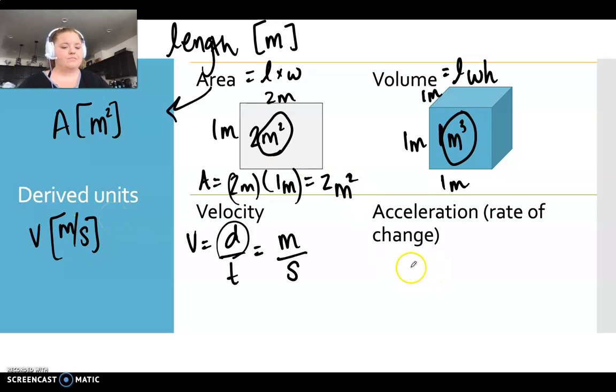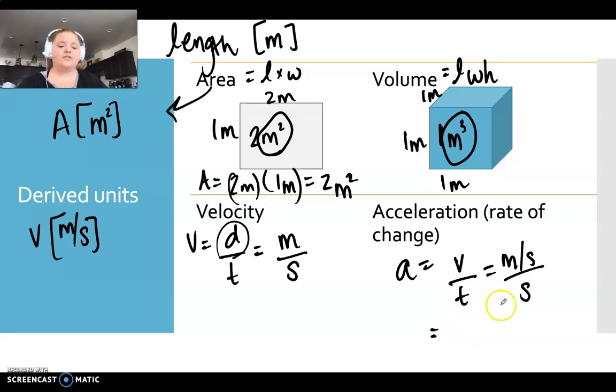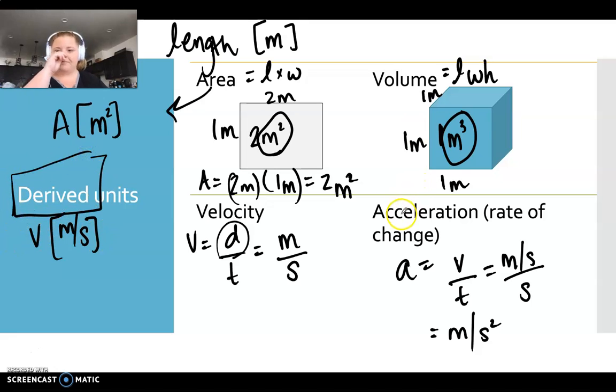We could do the same thing for acceleration. Acceleration is the rate of change of something, usually the change in velocity. So we would say velocity over time. That's going to be meters per second divided by seconds, and that gives us meters per second squared. These again are all derived units, and we'll see that again throughout the course.